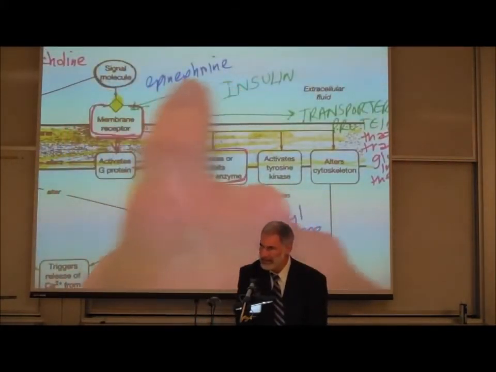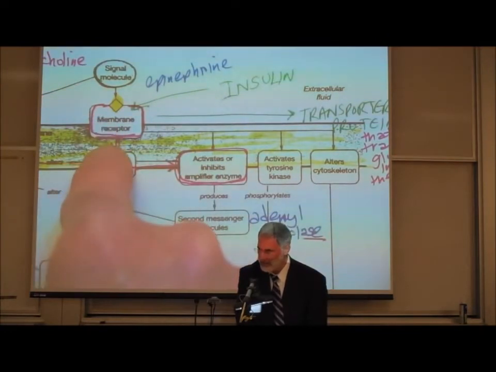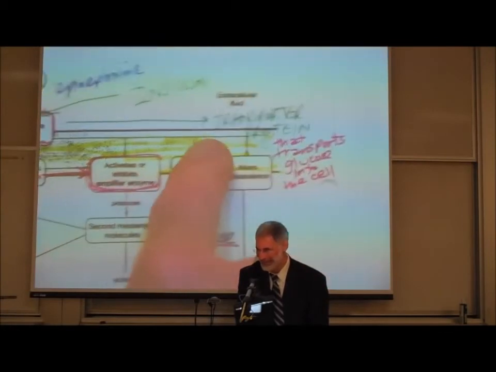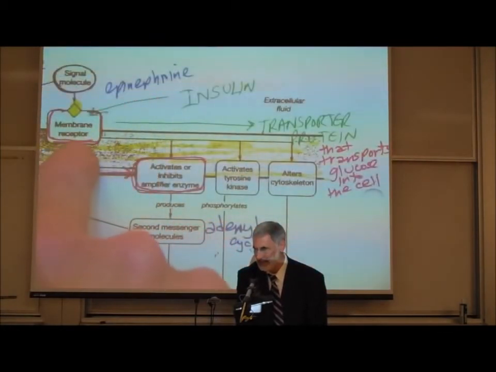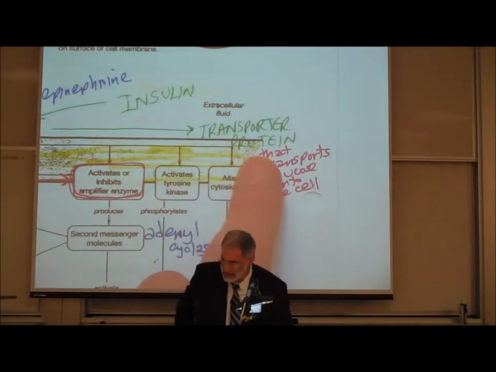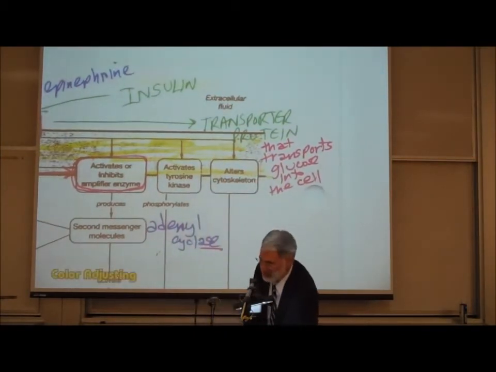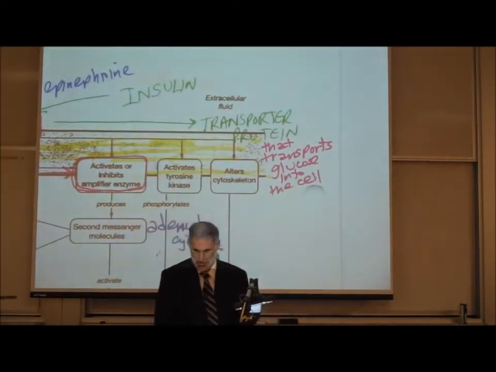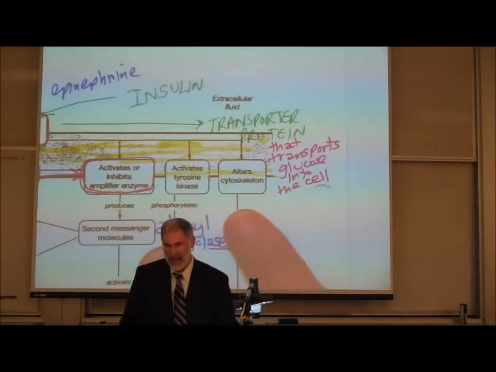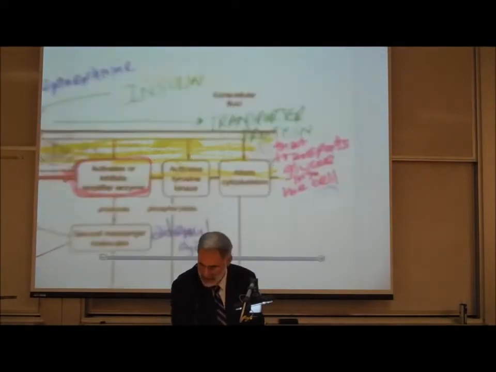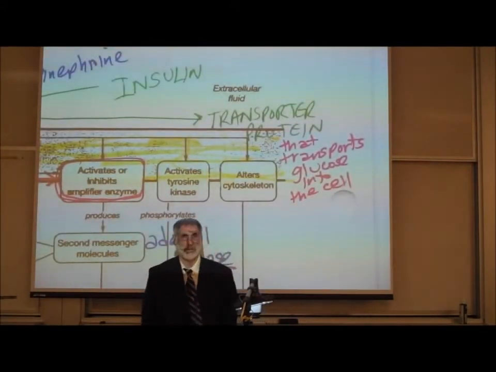Insulin. When insulin attaches to insulin receptor sites, and it's not really shown here, so I've just written it, when insulin activates the receptor site, it actually activates a transporter protein. So you can just write transporter protein. It's not written here on the picture. So insulin activating an insulin receptor site activates a transporter protein. What does the transporter protein do? It transports glucose into a cell.